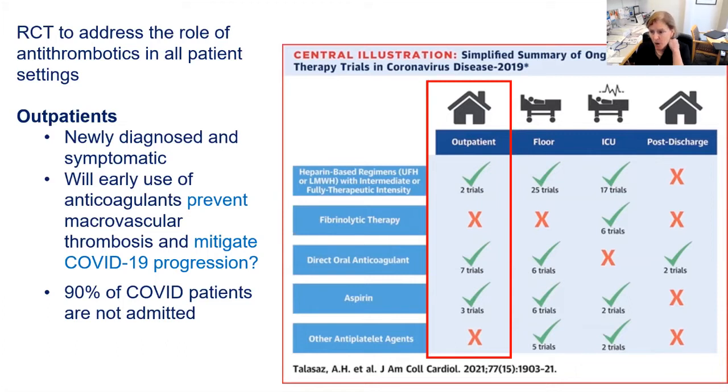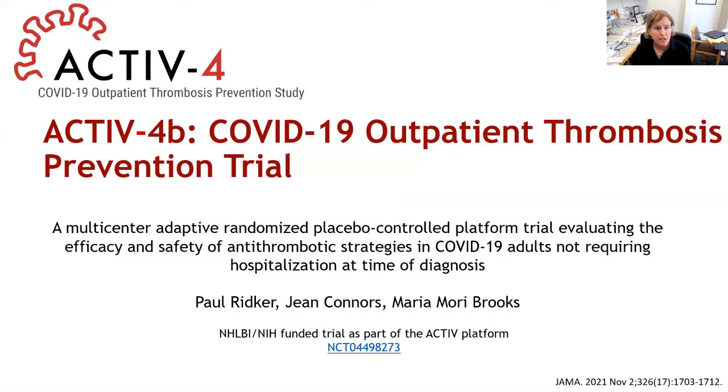As we are aware now, but when we designed this trial we did not know the magnitude of the extent of COVID in the population, it appears that now 90% of COVID patients are not admitted to the hospital and are destined for outpatient treatment. So I'm going to start with the ACTIV-4B trial, the COVID-19 outpatient thrombosis prevention trial. Paul Ridker was the trial chair. I was the trial PI. Maria Brooks was our trial statistician. And this was an NHLBI, NIH-funded trial as part of the ACTIV platform.